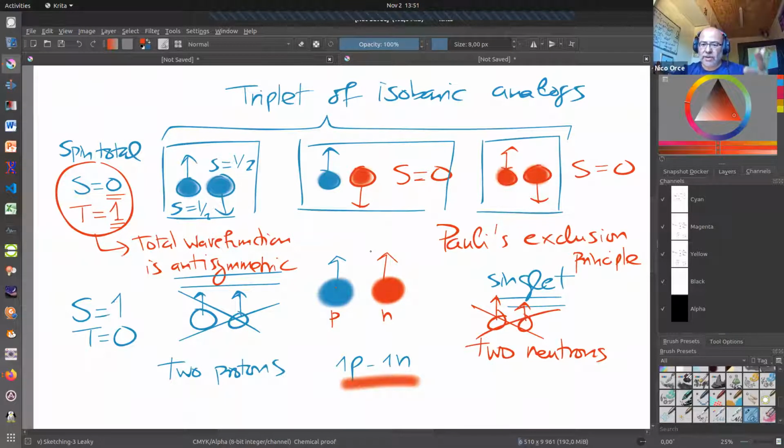So we have introduced isospin by means of having an antisymmetric wave function. So the T quantum number is equal to one when S is equal to zero, and isospin is equal to zero when S is equal to one, when the spins are pointing up. But that particular case only happens when you have protons and neutrons, right? When you have different particles. Guys, questions?